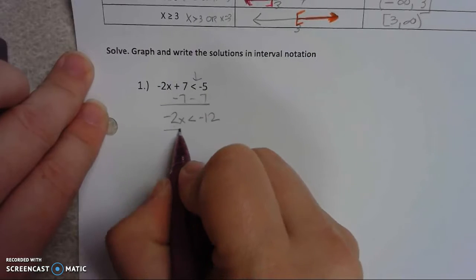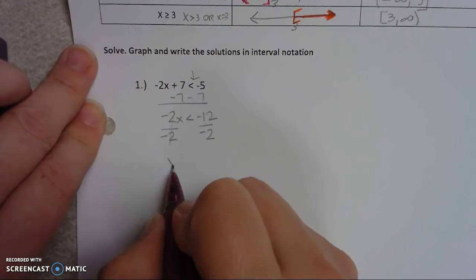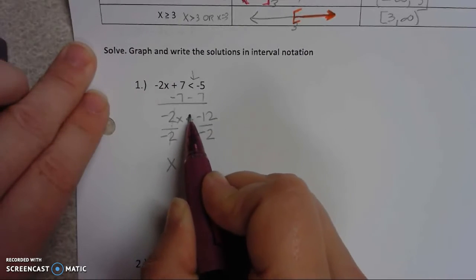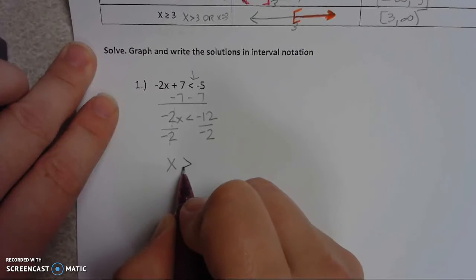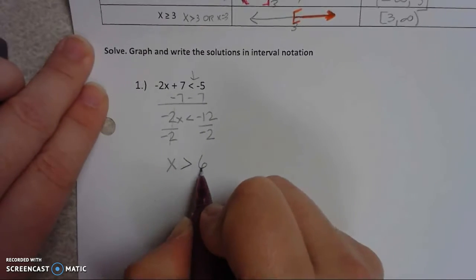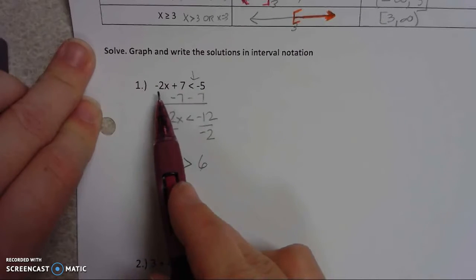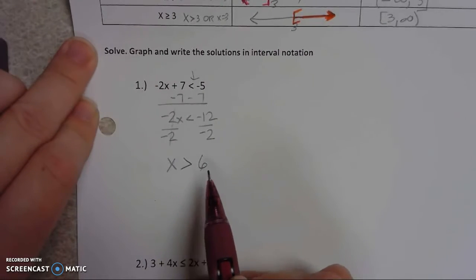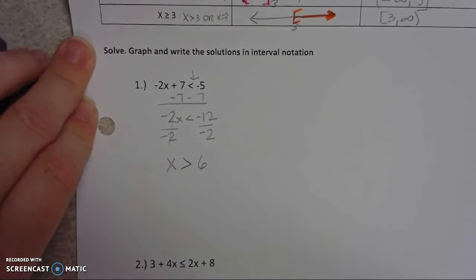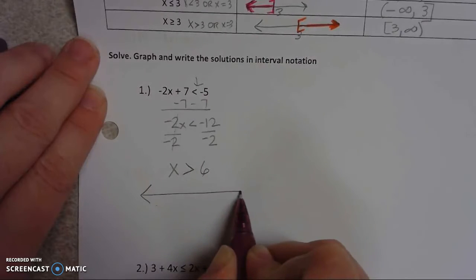I want to get x by itself, so I divide by negative 2. Alright, that leaves me x. Now I have divided by a negative. That means this less than now becomes greater than. And negative 12 divided by negative 2 is 6. Alright, so this says any solution for this inequality here has to be greater than 6. So pick you a number greater than 6 and fill it in and make sure that that makes a true statement. Now I want to show this on my number line.